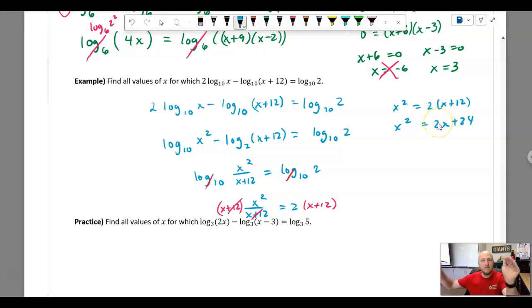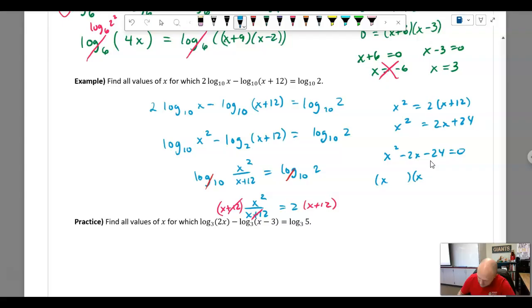Now this is quadratic. I need to move everything to one side. So what side do I want to pick? Well, you want to keep your leading term positive. So I like to move everything over to the left. So I get x squared minus 2x minus 24 equals 0. And now I can factor.